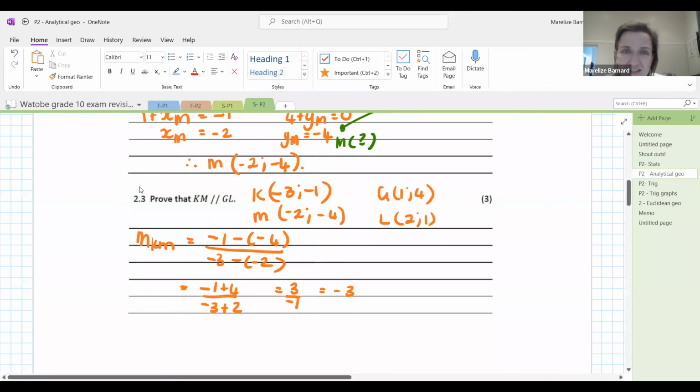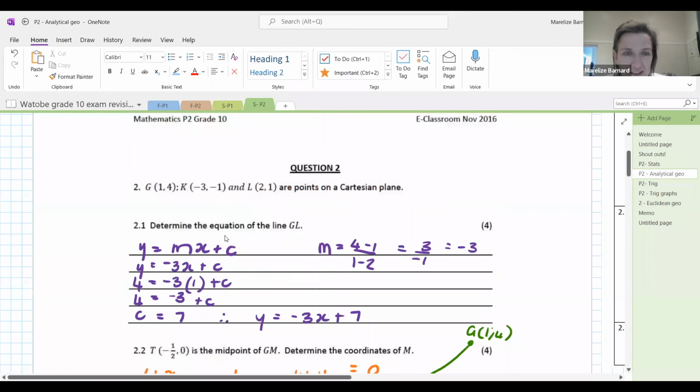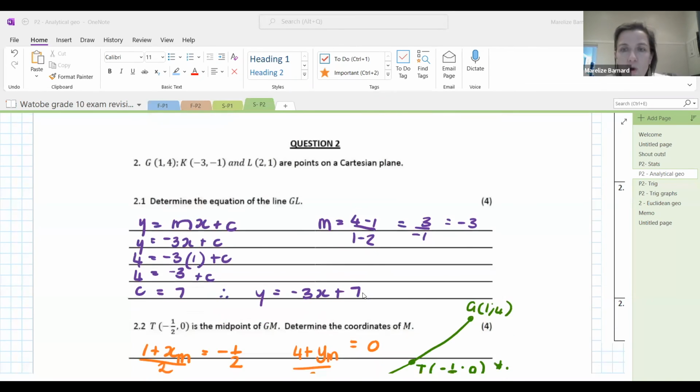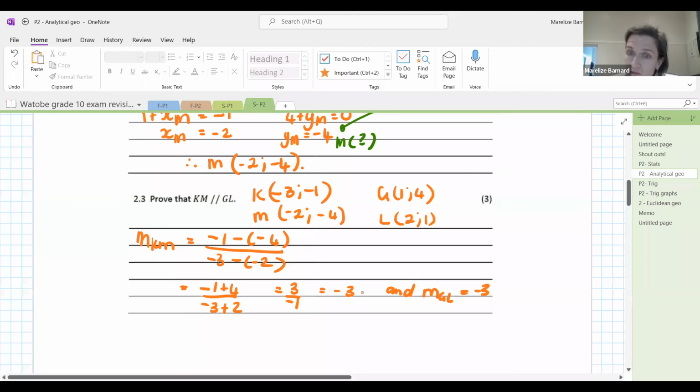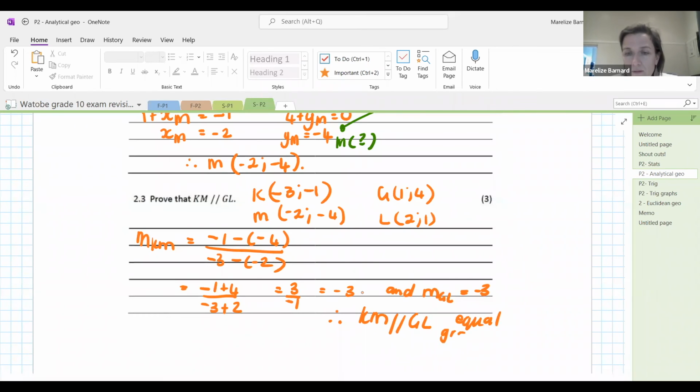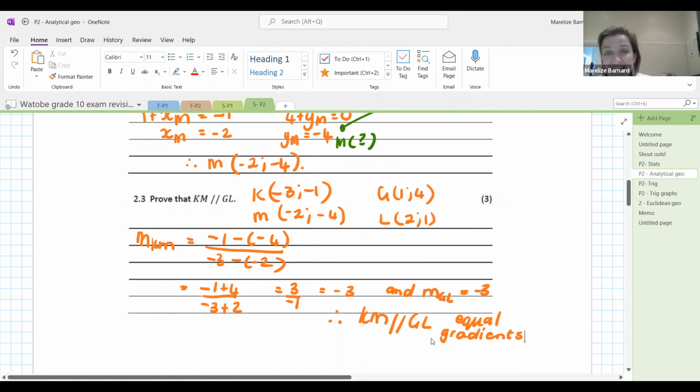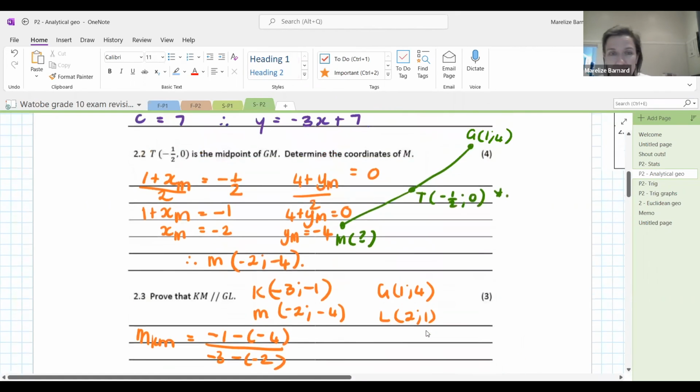And GL, didn't we work out what GL was? Yes, so we don't have to do that again. GL's gradient over here in question 2.1 was minus 3. So you can just say, and gradient of GL is minus 3. Therefore, KM is parallel to GL. You can maybe say equal gradients, just to show your teacher you know exactly what's going on. Okay. Right, guys, so that's equal gradients for parallel lines.